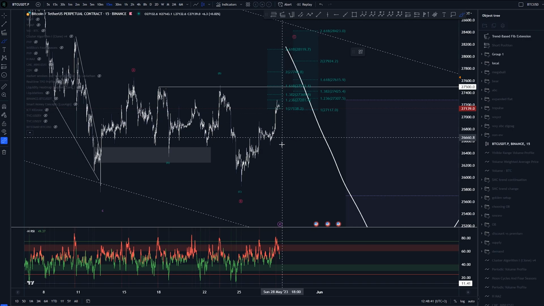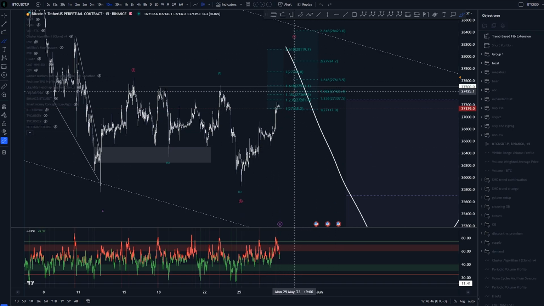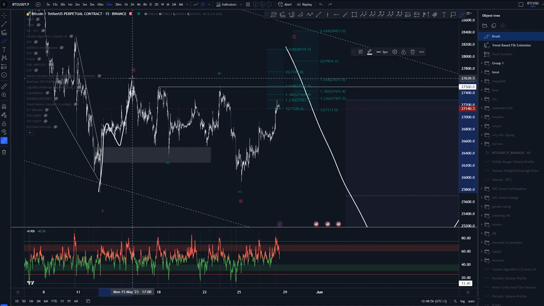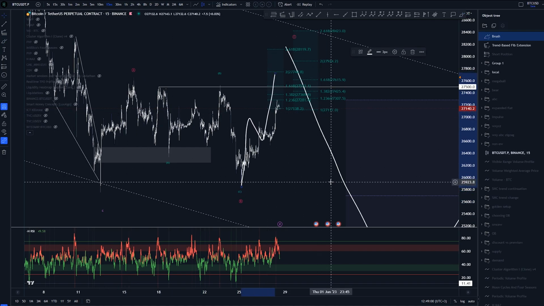If it does, and especially if we come below here, we can confirm that this is probably not going to be a C wave, but instead some kind of three-way structure mess, similar to what we had basically at the start of this whole structure here. So this would be the overall idea.